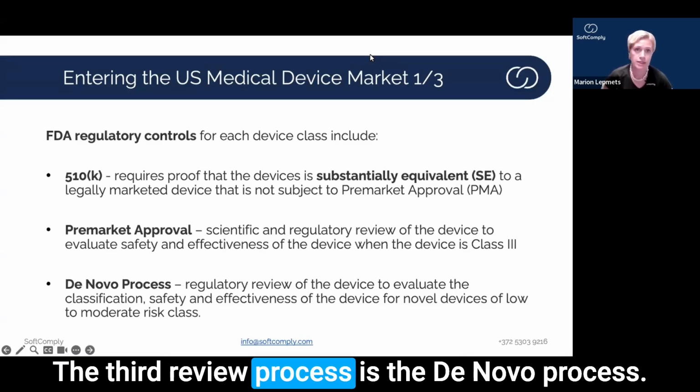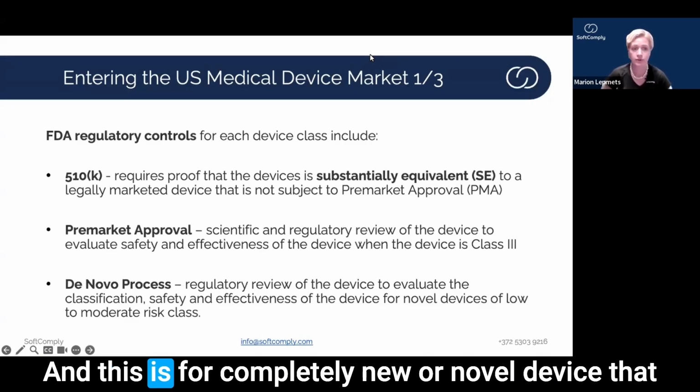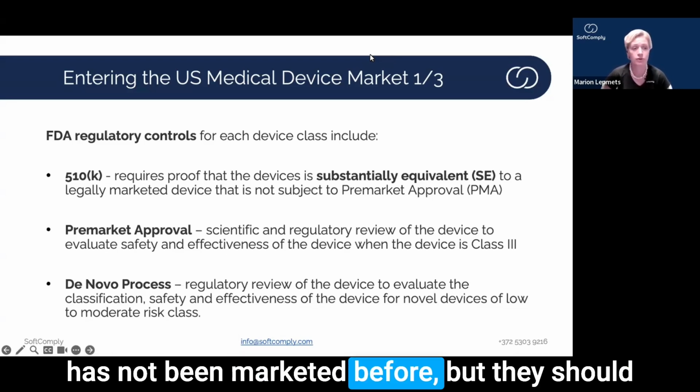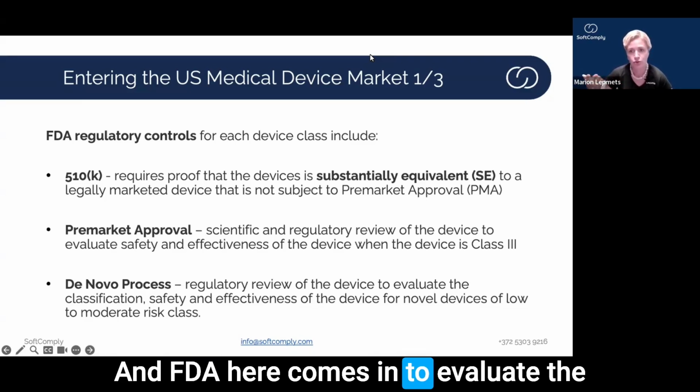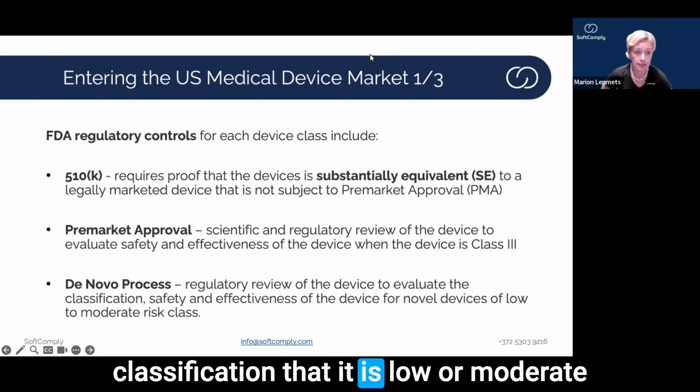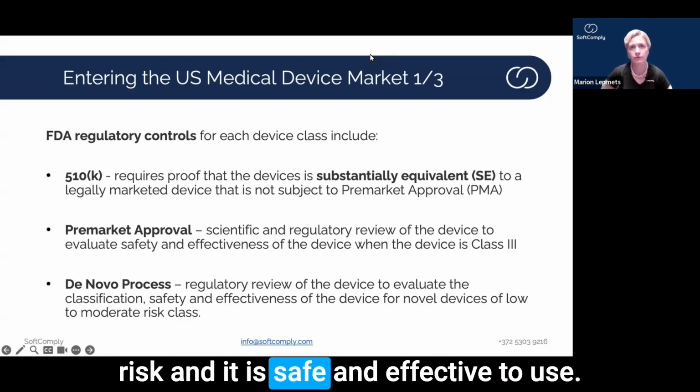The third review process is the de novo process, and this is for a completely new or novel device that has not been marketed before, but should be in the low and moderate risk classification. The FDA here comes in to evaluate the classification, that it is low or moderate risk, and that it is safe and effective to use.